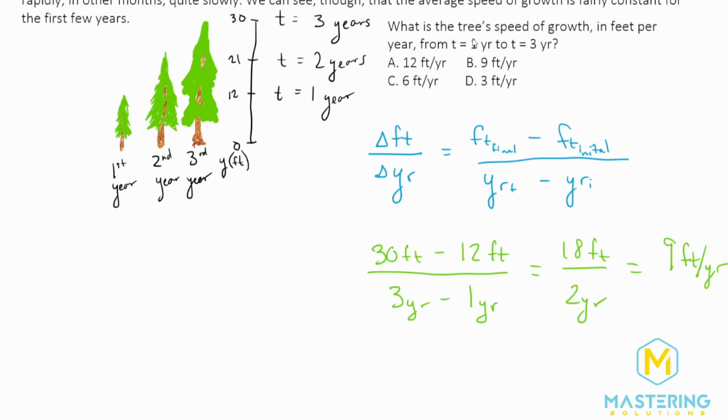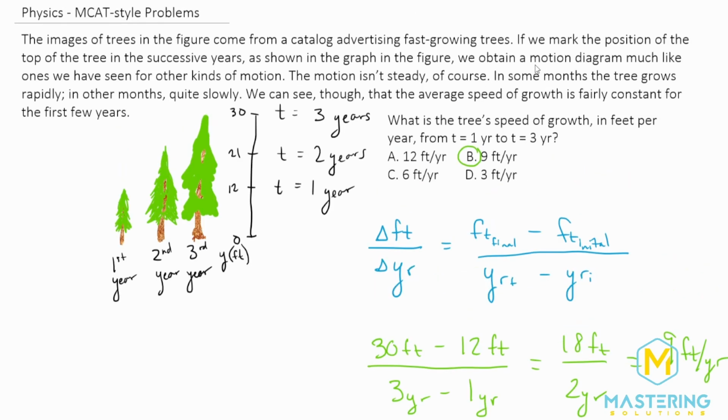So when we come to the question right here, looking at our answers, we have 12, 9, 6, and 8. So obviously the answer is B, 9 feet per year. Now I'm going to do all 3 questions in the same video. So let's get rid of this and we'll do the second question.